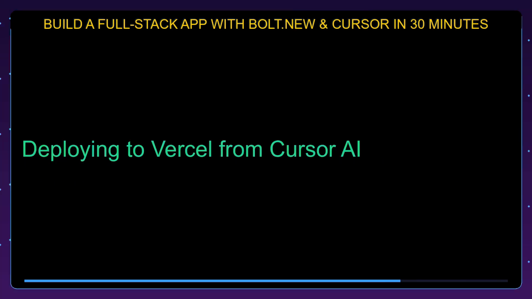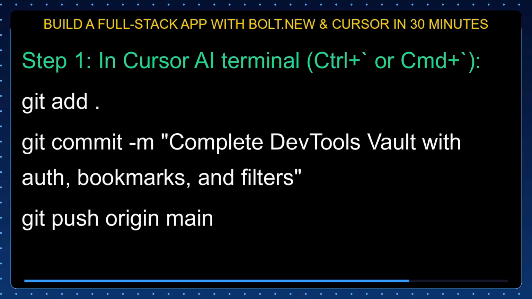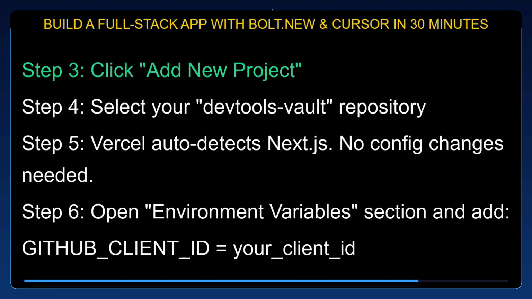Deploying to Vercel from Cursor AI. Step 1. In Cursor AI terminal, Control plus backquote or CMD plus backquote: git add, git commit -m "Complete DevTools Vault with auth, bookmarks and filters", git push origin main. Step 2. Go to vercel.com and sign in with GitHub. Step 3. Click Add New Project. Step 4. Select your DevTools Vault repository. Step 5. Vercel auto-detects Next.js. No config changes needed.